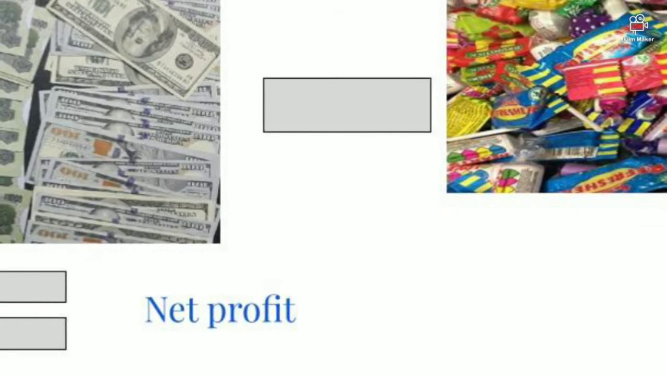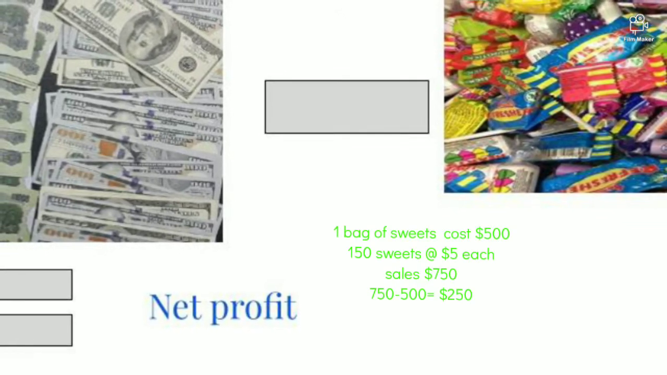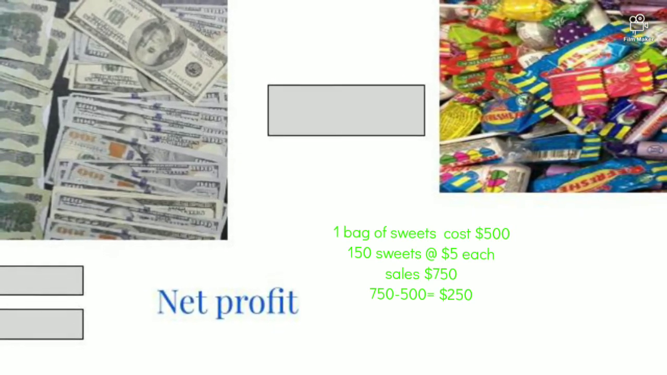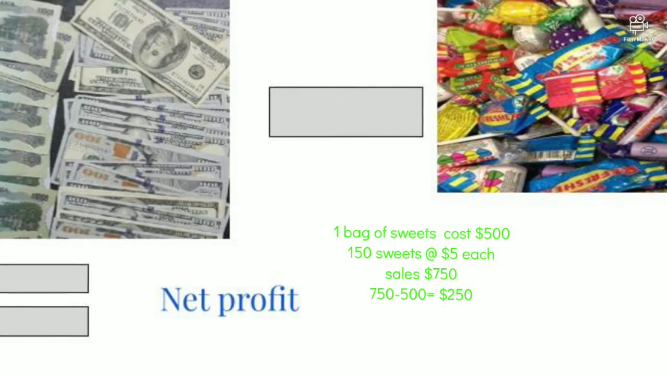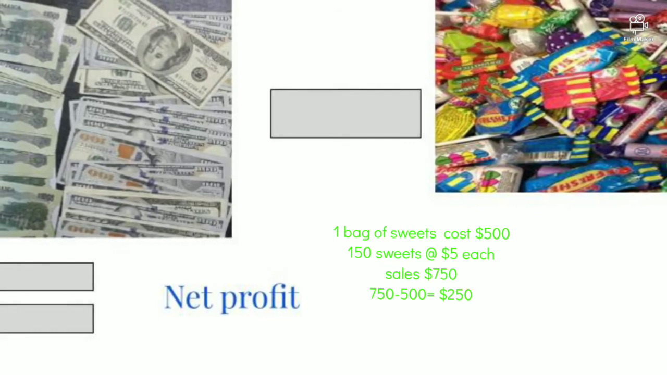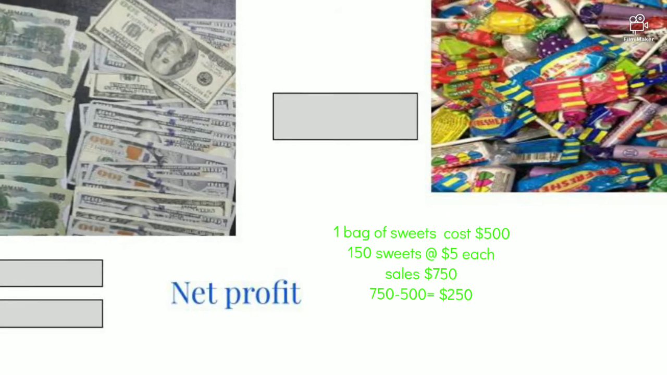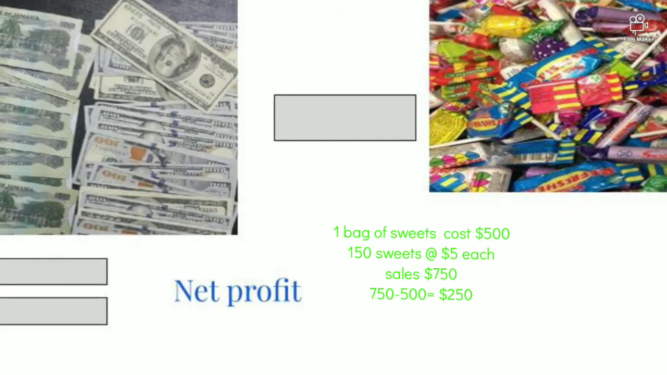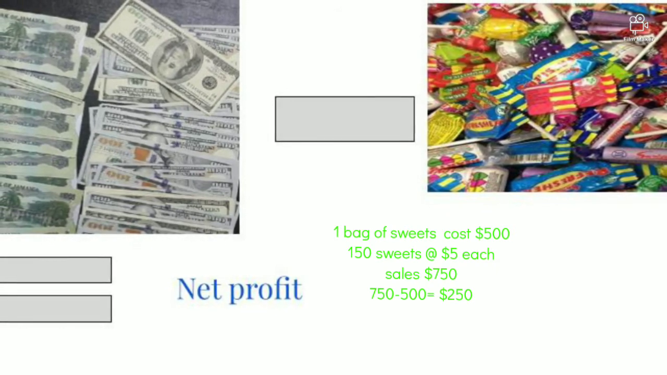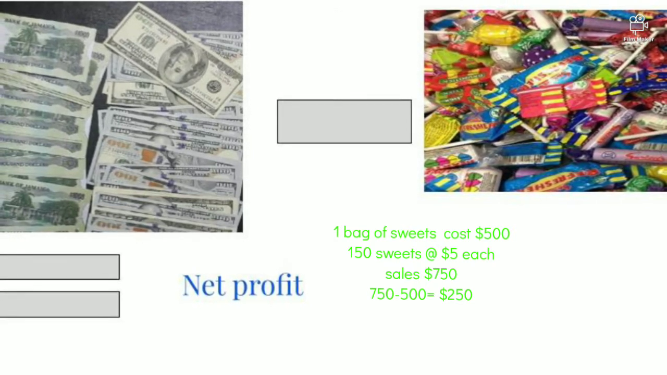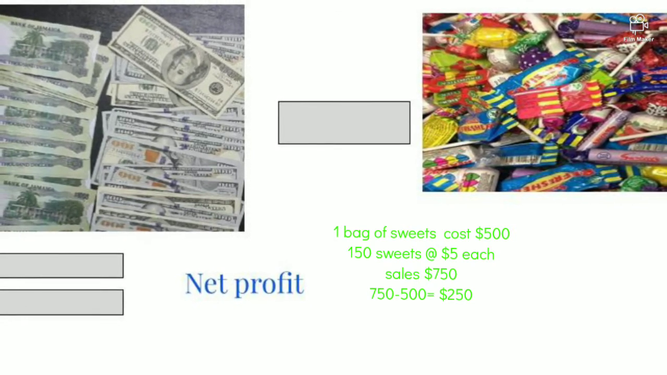For example, a bag of sweets costs $500 and contains 150 sweets. Each sweet in the bag was sold for $5, which gives us a total of $750. Therefore, one would say that they made a profit of $250. However, this is not a true calculation of the actual profit that was made.